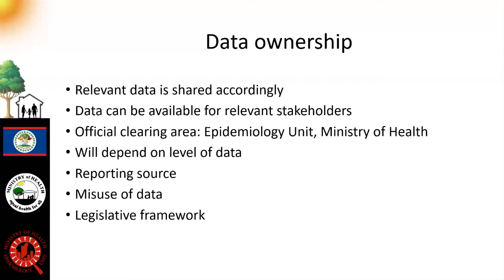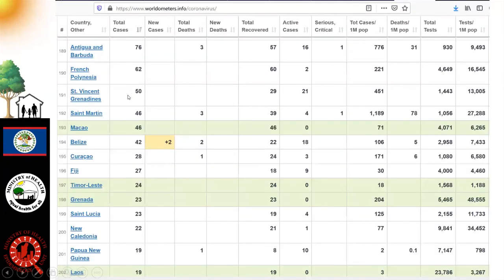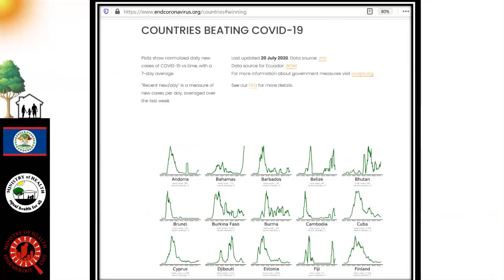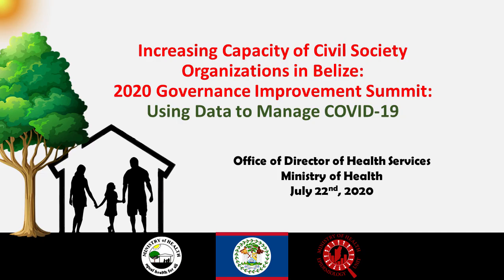The other slides are basically world websites that share our data. For example, Worldometers captures Belize's information, updated every 12 hours. Next slide. In real time, endcoronavirus.org gets our data in real time. Belize is beating the curve. Next slide. Yeah, so that's just samples. PAHO, Johns Hopkins University, all of those entities get our information in real time, and then they provide that as part of a global template. Thank you.